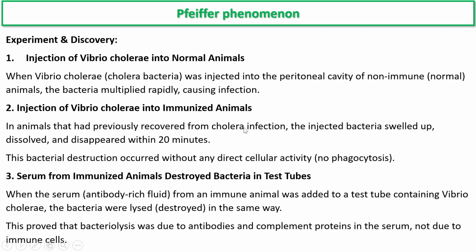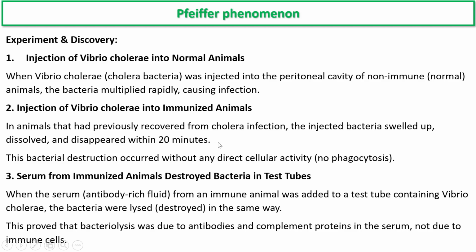Those individuals have some type of immunity towards cholera infection because they were previously infected with cholera, then they recovered, and this is the second infection. So the injected bacteria swelled up, dissolved, and disappeared within 20 minutes. They did not cause any kind of infection, and these bacteria were destroyed.